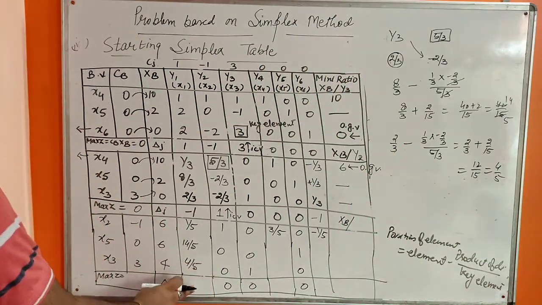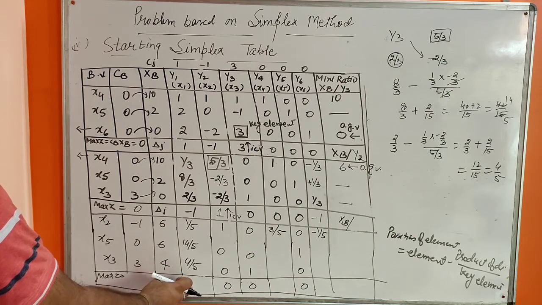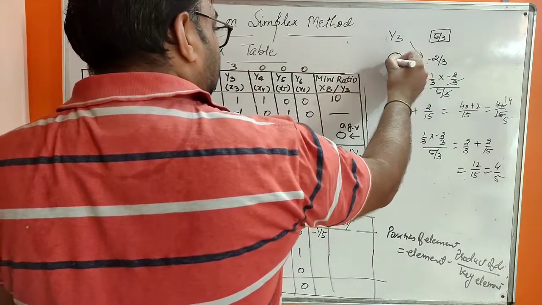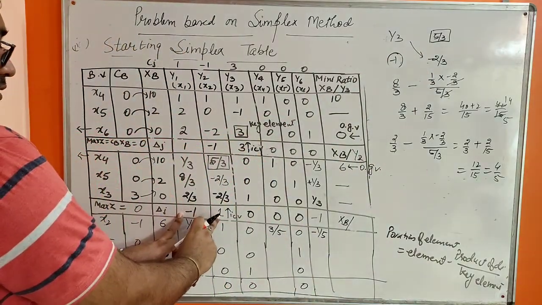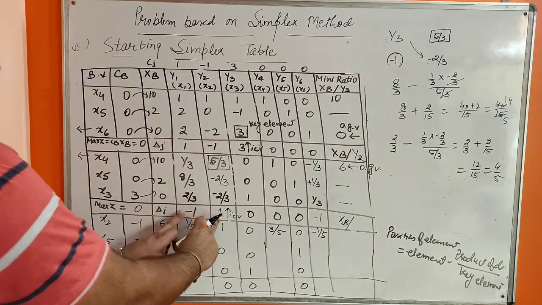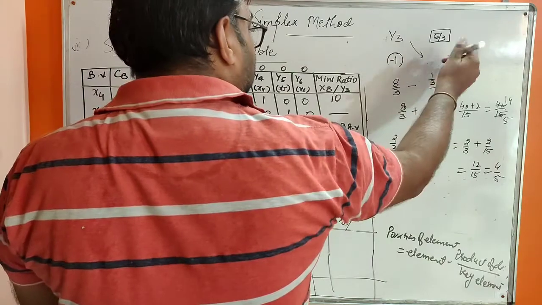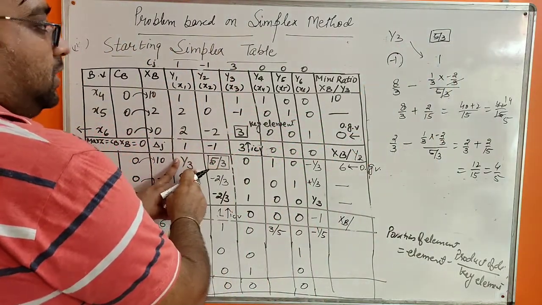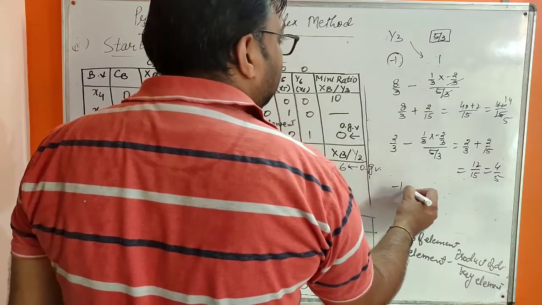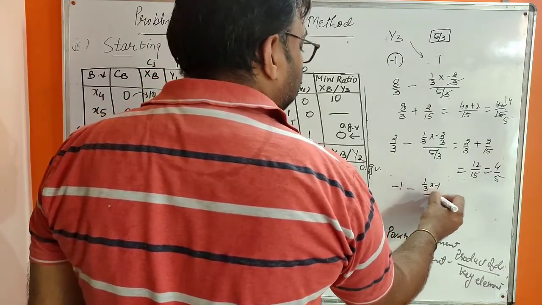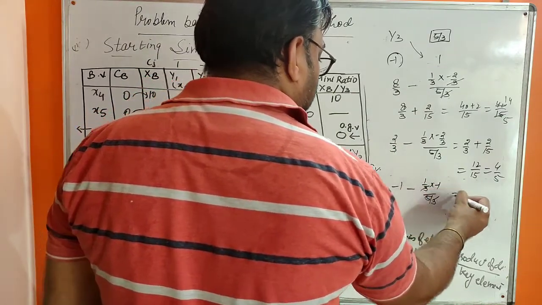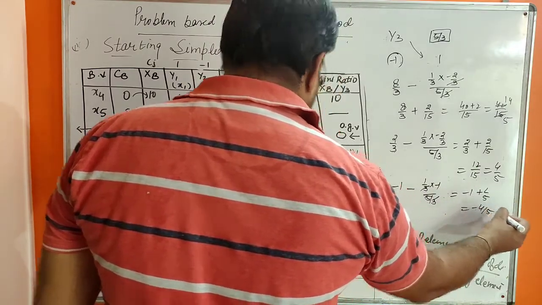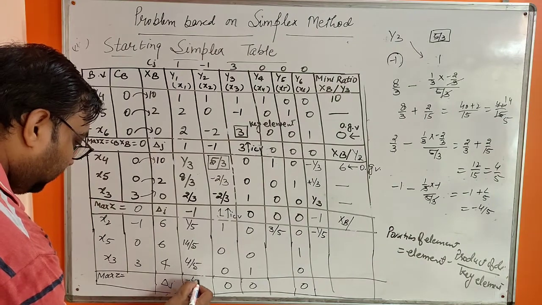Same as, identify this particular element. What is remaining at this particular place? Minus 1. So this will be minus 1. In the key element column, in front of this is 1. Key element 5 by 3. This is 1 by 3. So minus 1 minus 1 by 3 into minus 1 upon 5 by 3. That is minus 1 plus 1 by 5, that is minus 4 by 5.